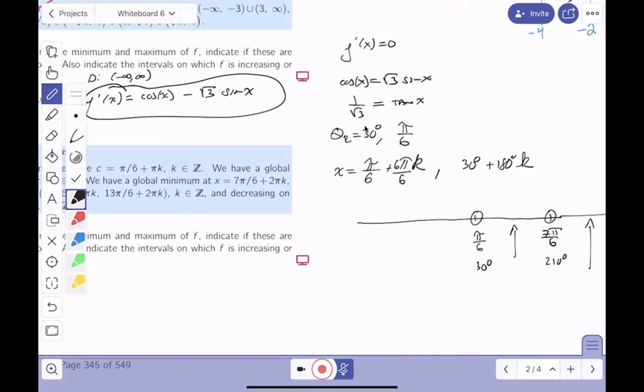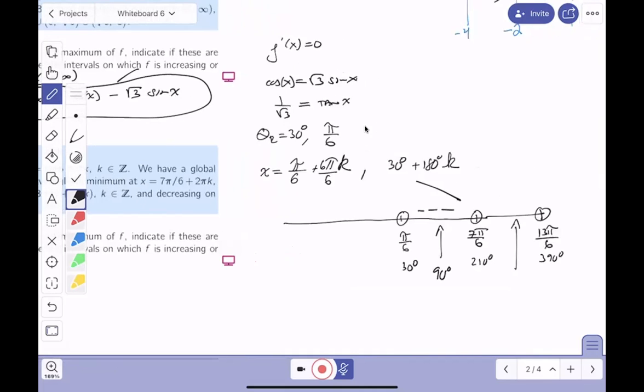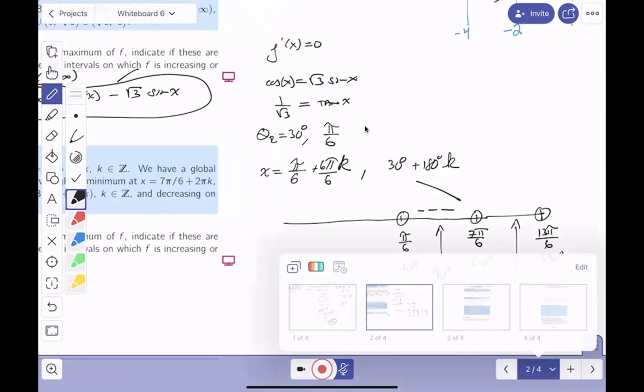My derivative. So what's a good number between 30 and 210? I'm going to say 90 degrees would be good. What number would you get? Well, if I plug in 90 degrees in this equation over here, what would I get? I get a negative number. So that's decreasing, right? Now let's go to the next interval. And what's a good number between 210 and 390? I'm going to say 360. Whoops, sorry about that. I'm going to say 360 degrees.